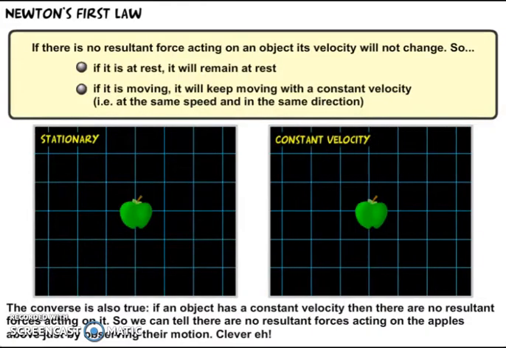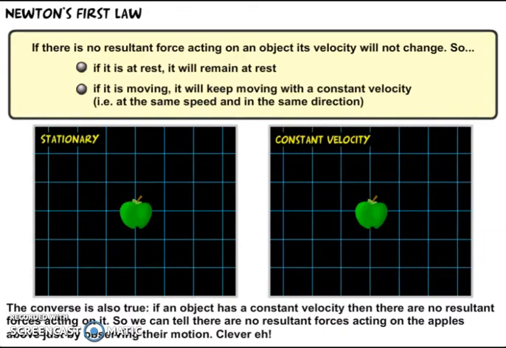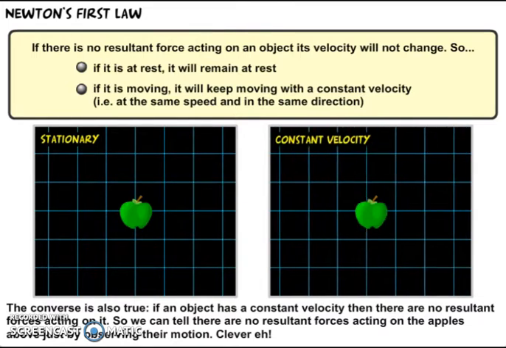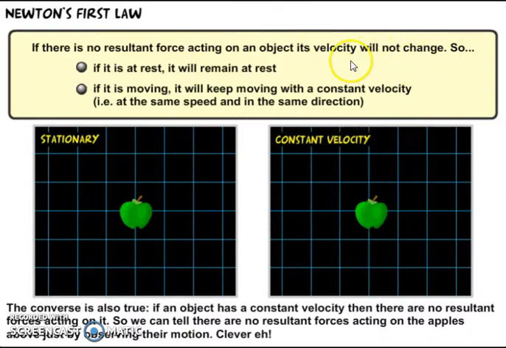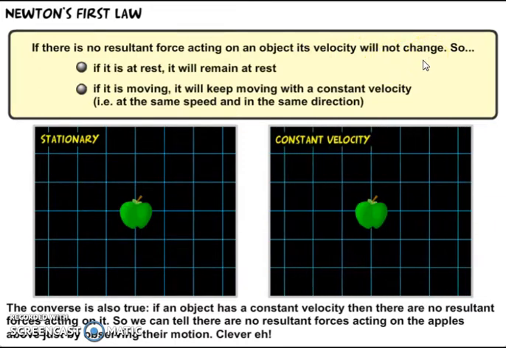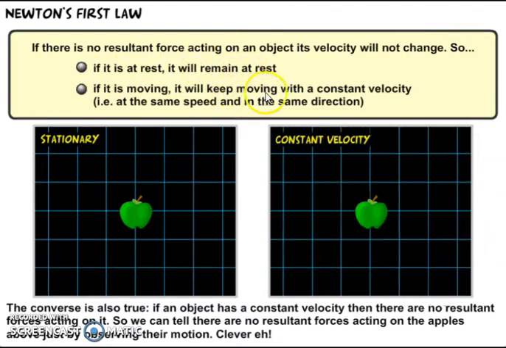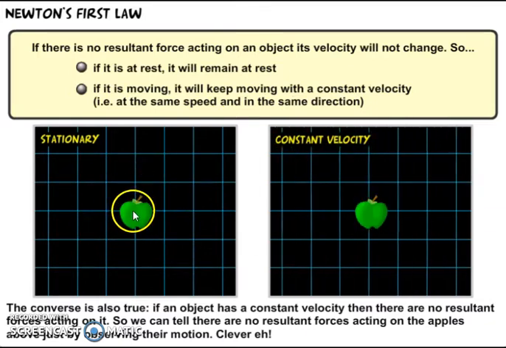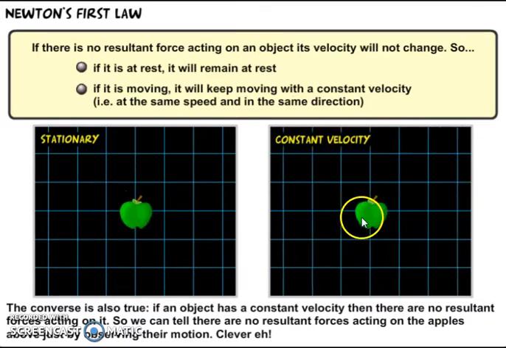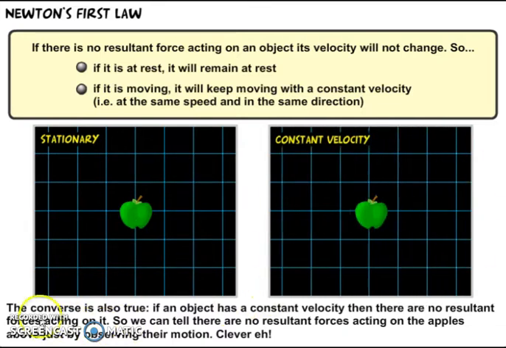Just to recap what we've covered so far: if there's no resultant force acting on a body, there will be no acceleration, and no acceleration means no change in velocity. No change in velocity can mean two things: the object either remains at rest or remains at constant velocity. You can see here, an apple is at rest, not moving, and another is moving to the right with constant velocity. The converse is also true.